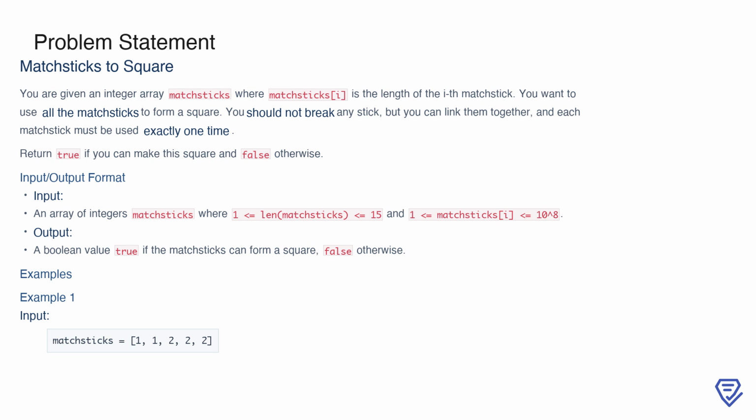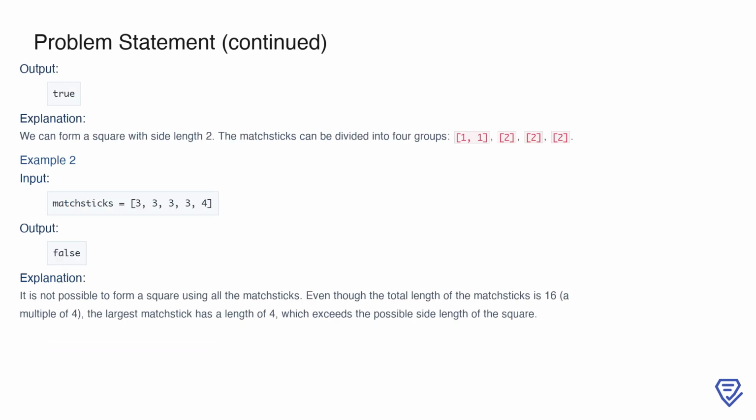Suppose the input array is 1, 1, 2, 2, 2. For this input, the output is true. This is because we can form a square with a side length of 2 by grouping the matchsticks into 4 sets: 1 and 1, 2, 2, and 2. Each group has a total length equal to the side of the square.